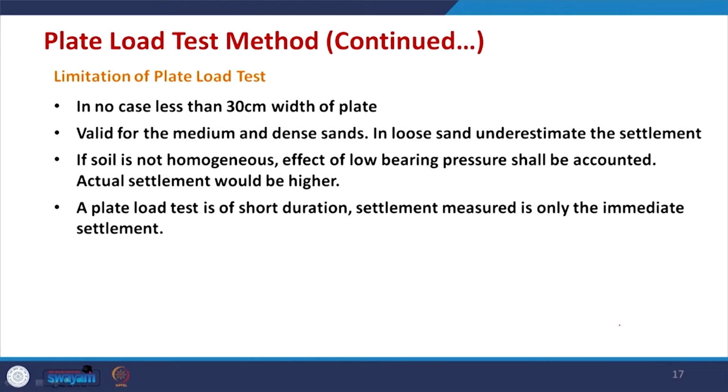And we need to understand that this plate load test is a short duration test. So, naturally this will be applicable to find the immediate settlement, which is for granular soils. So, the applicability of the plate load test is more for granular soils rather than cohesive soils. Continue with that. The second way of calculating the settlement from the test is using penetration test.